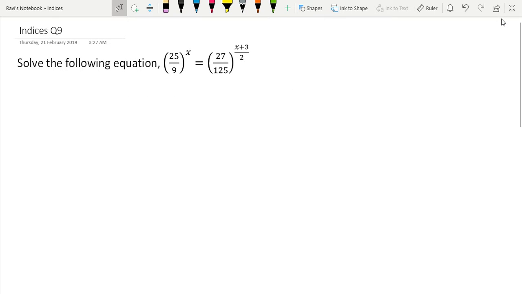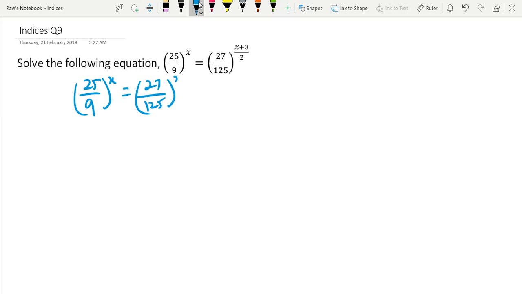Hi, let's look at this question. (25/9)^x = (27/125)^(x + 3/2). Okay, so what is the next step here?